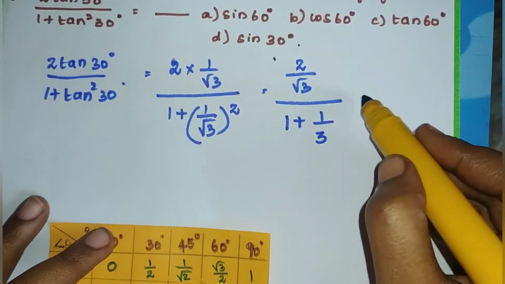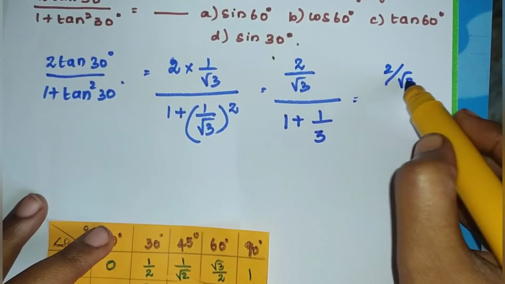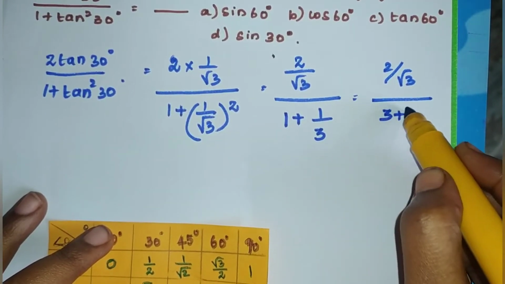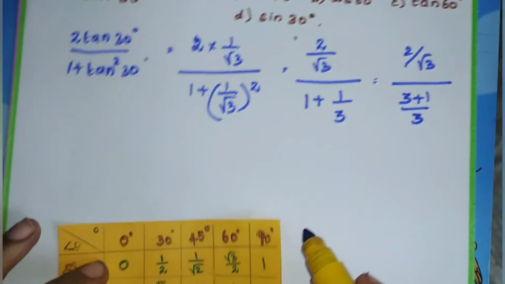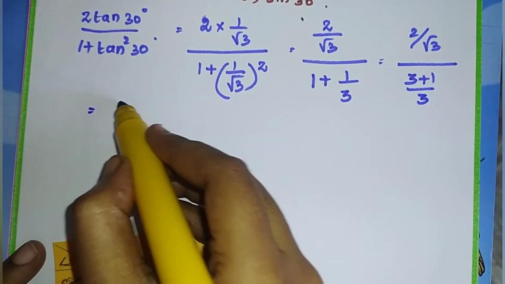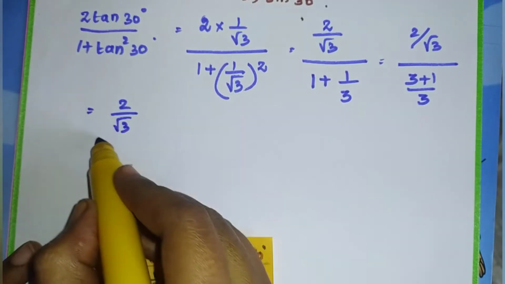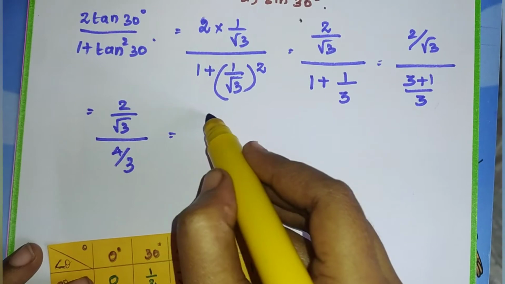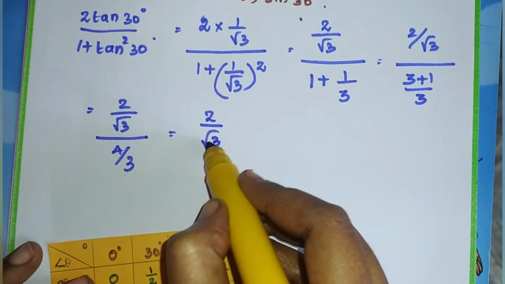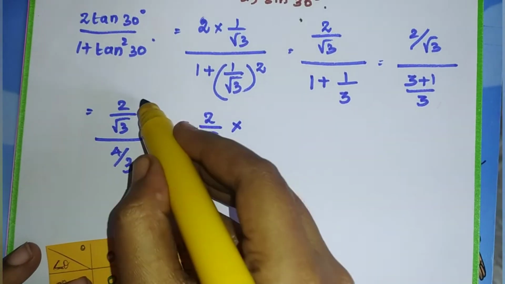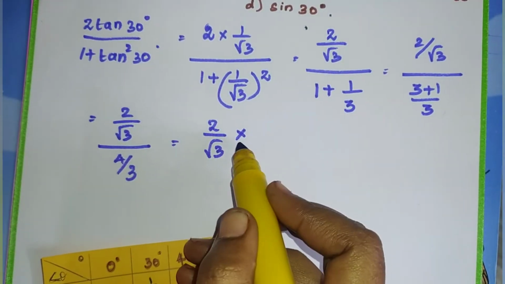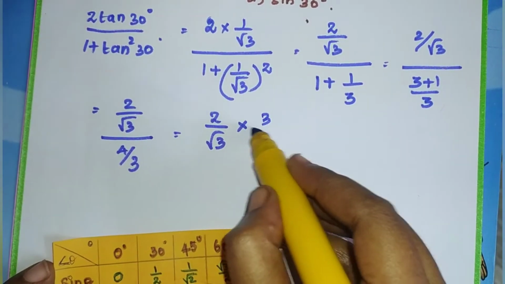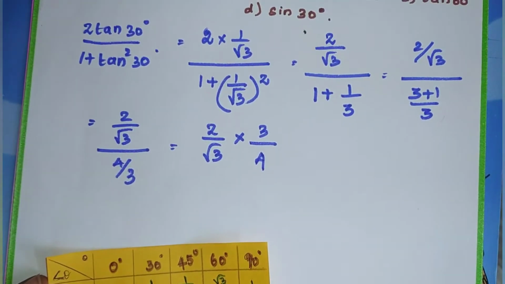Now take LCM. 2 by root 3 and if we take LCM, what will we get? 3 plus 1 divided by 3, then 4 by 3. Okay, so 2 by root 3 divided by 4 by 3. So 2 by root 3 into the reciprocal of this one. Divide, I am going to change into multiplication. So we have to take the reciprocal, 3 by 4.